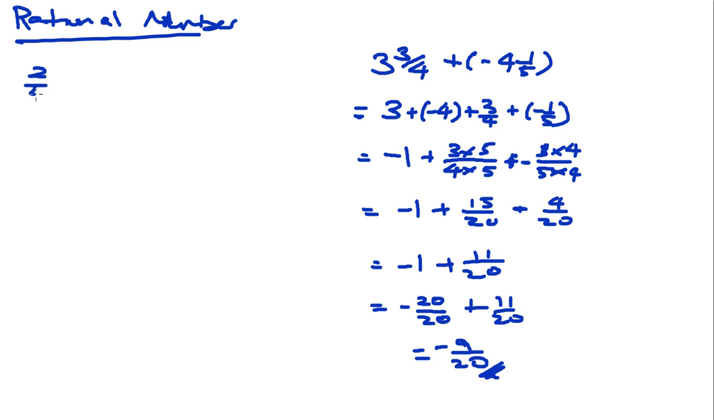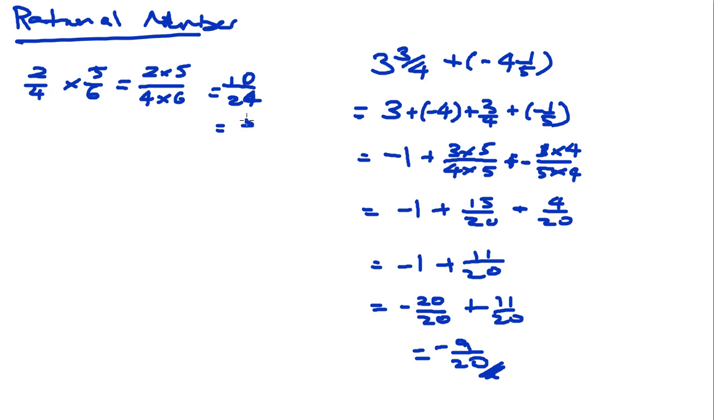So the rule of multiplication, let's use an example: 2/4 multiplied by 5/6. It's quite straightforward. You just take the top number, 2 multiplied by 5, over the bottom numbers, 4 multiplied by 6. So you get the answer 10 over 24, and you would want to express this in the simplest form for your final answer.